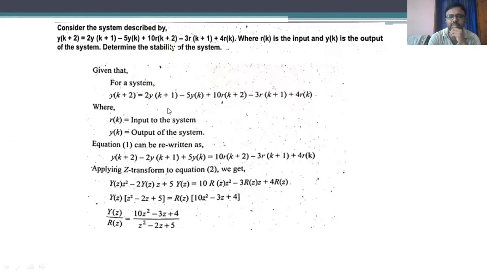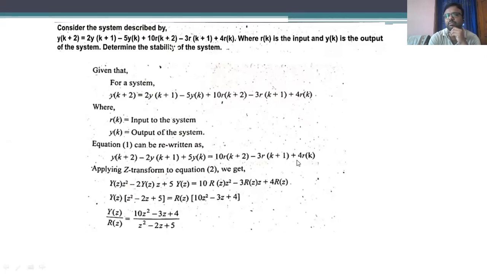So with the application of the Z transform, we are going to get z square into Y of z minus 2 into z power 1 into Y of z plus 5 into Y of z is equal to 10 into z square into R of z minus 3 into z into R of z plus 4 into R of z.